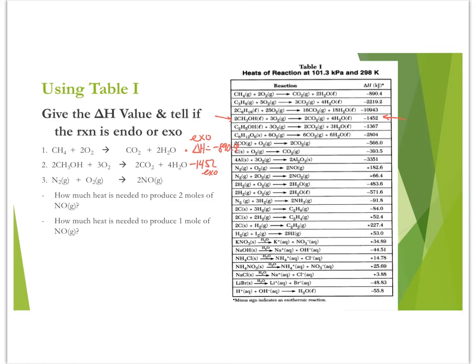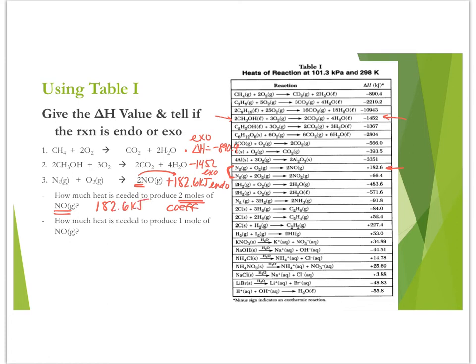And then we look at this third one, N2 plus O2 makes 2NO. Be careful because these both are nitrogen and oxygen, so you have to make sure you read the right reaction. This has a positive 182.6 kilojoules, which makes it endo. Now look at these follow-up questions. How much heat is needed to produce 2 moles of NO? Anytime we're talking about moles, we look at the coefficient in the balanced equation, which is 2. So since we're talking about the number that's in the equation, it's just 182.6 kilojoules.